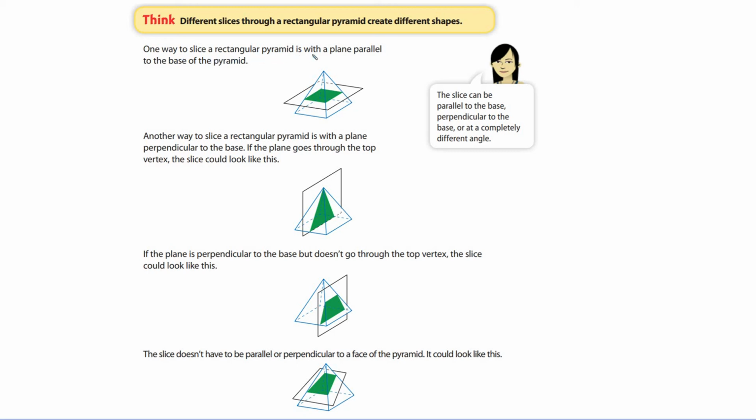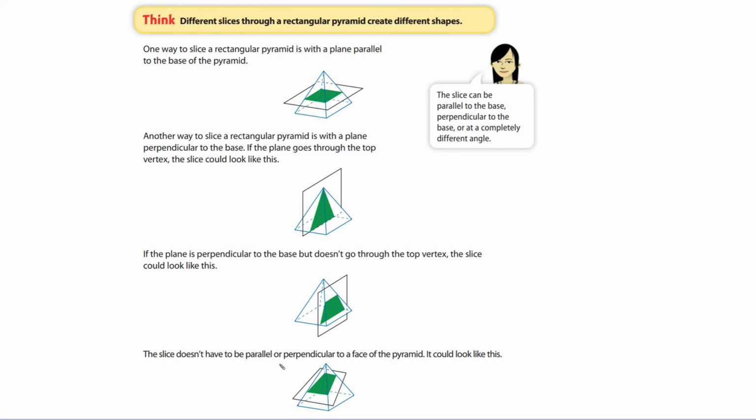One way to slice a rectangular pyramid is with a plane parallel to the base of the pyramid, just like this one. Another way to slice a rectangular pyramid is with a plane perpendicular to the base. If the plane goes through the top vertex, the slice could look like this. If the plane is perpendicular to the base, but doesn't go through the top vertex, the slice could look like this. Think about what shape this is.